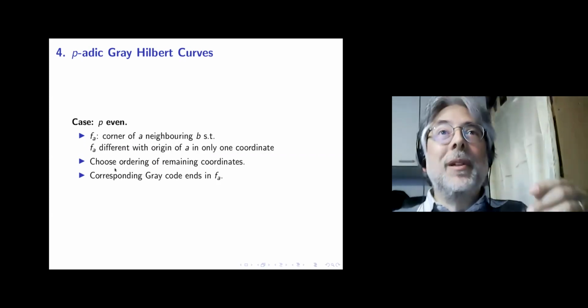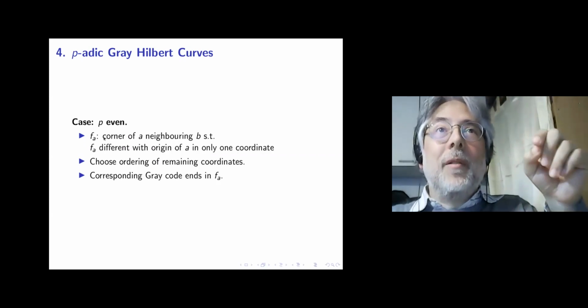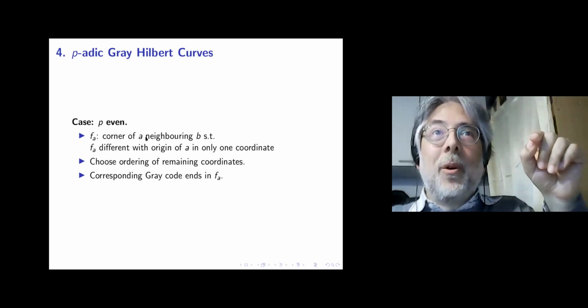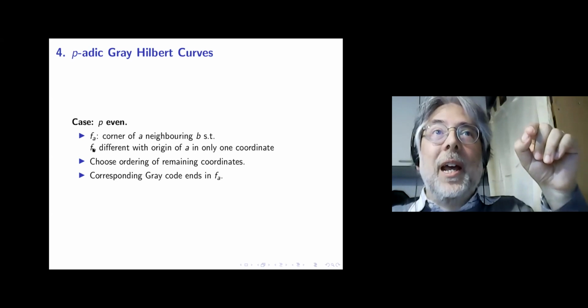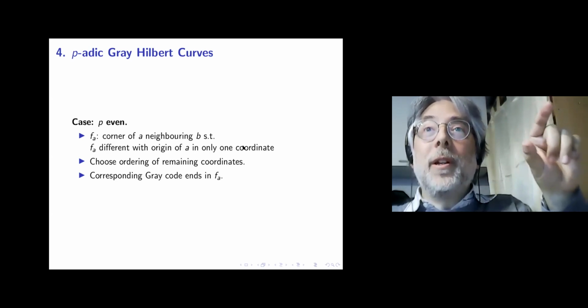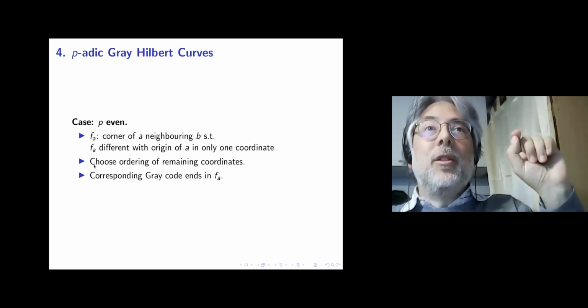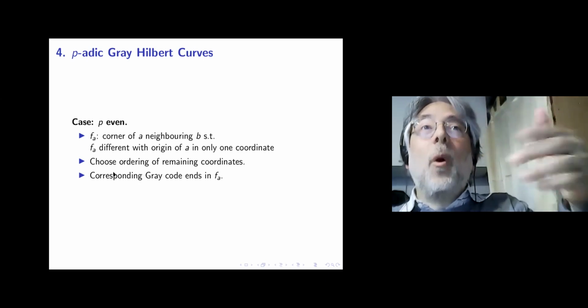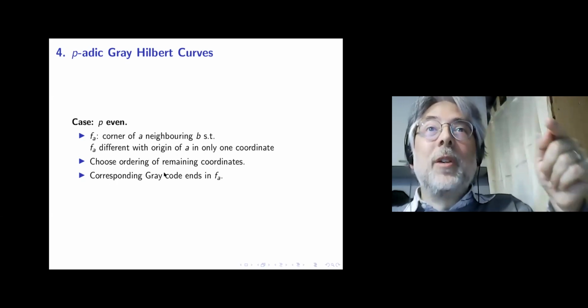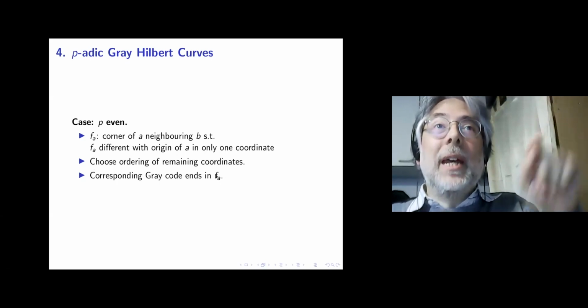And if P is even, you have a corner of A. FA will be the corner of A neighboring B, such that FA differs from the origin of A in only one coordinate. And then you choose the ordering of the remaining coordinates, and this corresponding gray code will always end in FA.